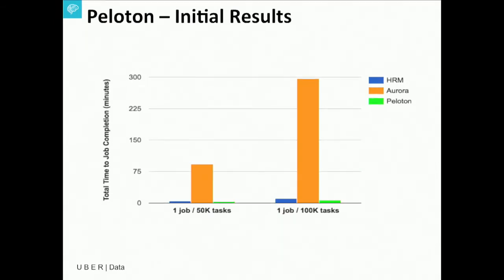These are the initial results. We have like 5K tasks per job and 100K tasks per job. And Aurora is pretty much taking 300 minutes. And our Peloton is finishing that in a few minutes. We haven't done it yet with the Yarn, but we probably will do it very soon.